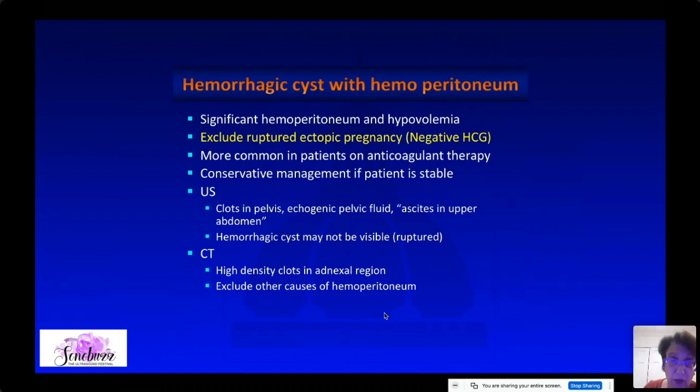But what we're going to see on ultrasound is clots in the pelvis, echogenic fluid, and hemoperitoneum or ascites in the upper abdomen, and high density clot in the adnexal region on CT. And of course, CT is also helpful to exclude other causes of hemoperitoneum, such as, for example, a ruptured hepatic adenoma.